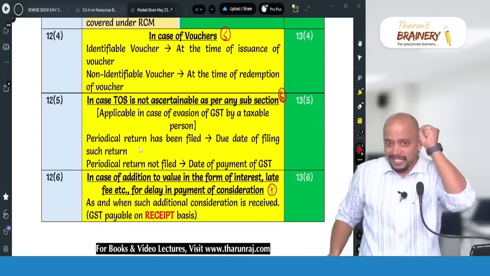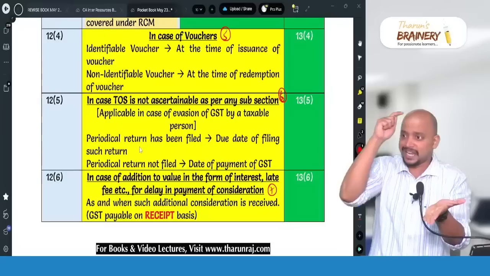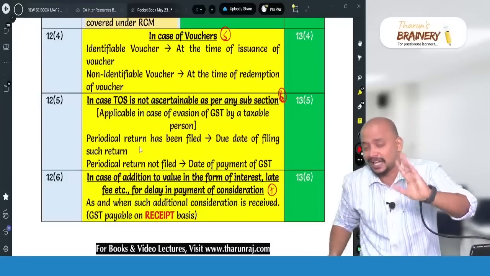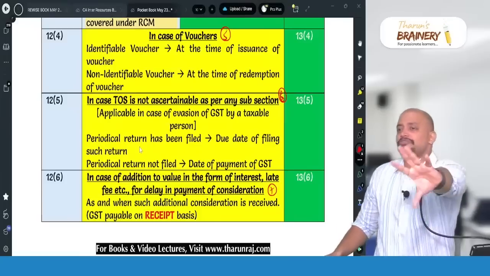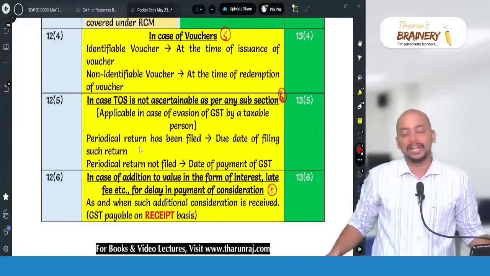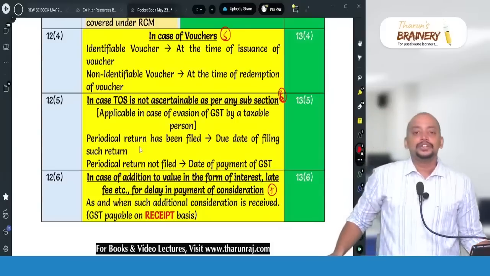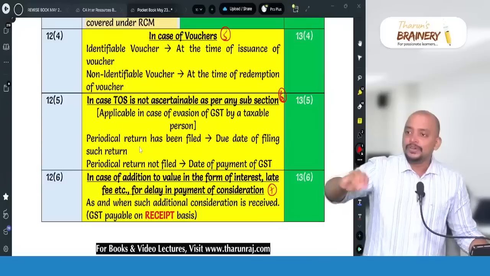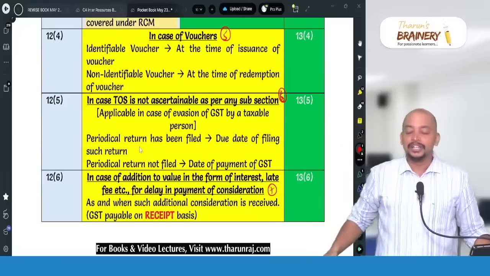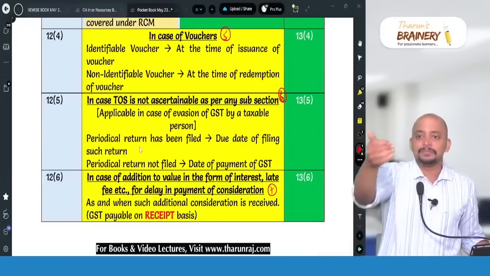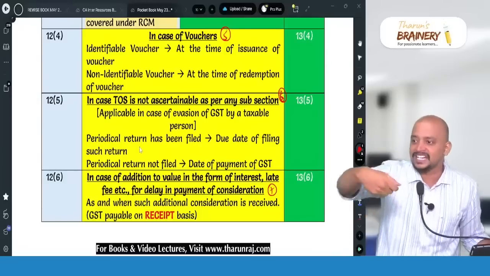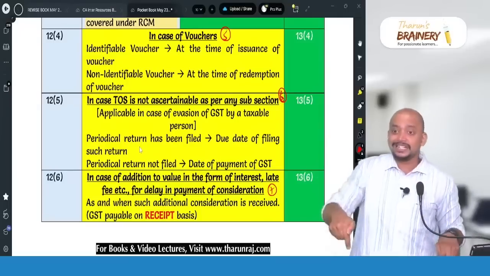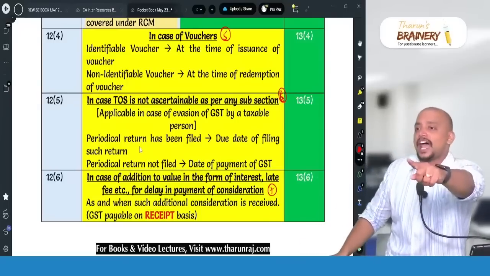In case of an identifiable voucher, as the product or service against which it is redeemed is known or mentioned in the voucher itself, the date of issuance of the voucher will be taken as the time of supply. For example, you are coming to my shop and I am giving you an identifiable voucher: next time when you visit, you will get one medium pizza free. In that case, today itself I should consider that the medium pizza has been sold and I have to pay GST.